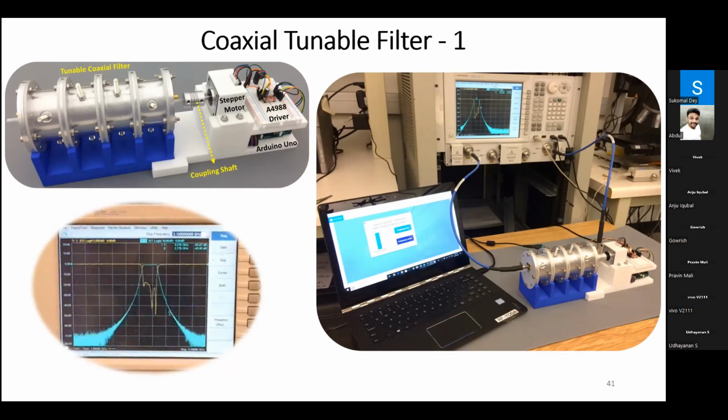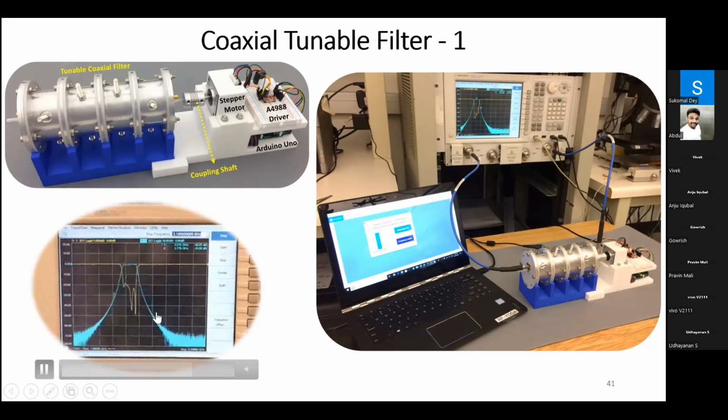So you can see that the bandwidth is maintained constant, and the return loss is also maintained constant over the tuning range, and the shape of the filter is also maintained constant. So the rejection criteria can be met with such a filter.